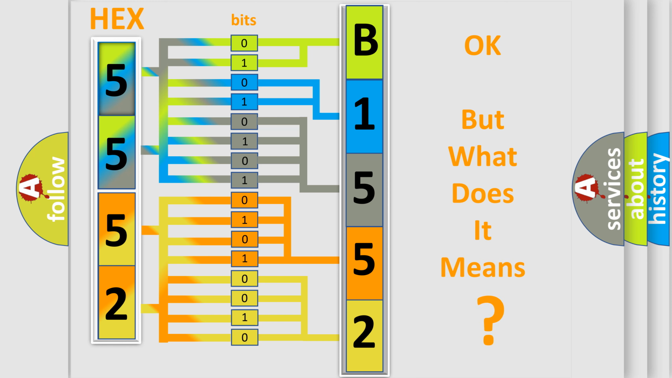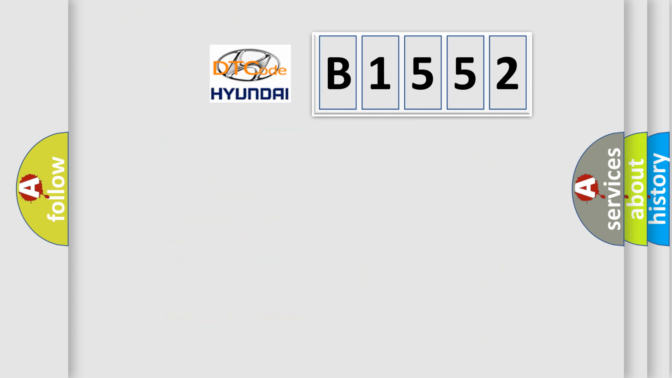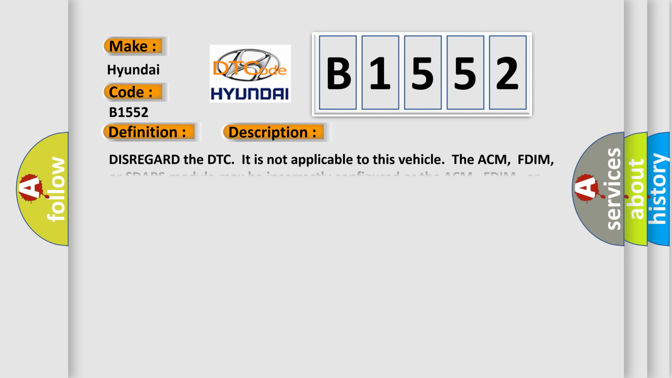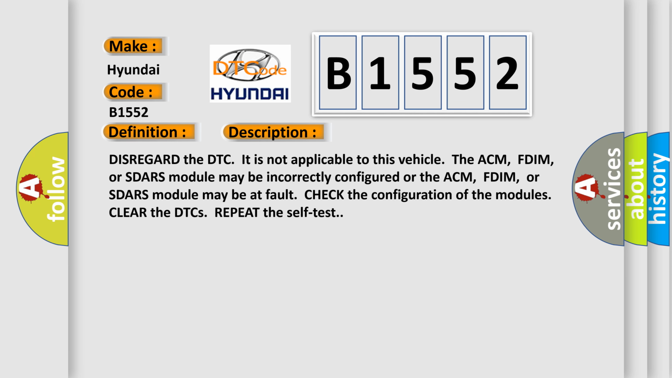The number itself does not make sense to us if we cannot assign information to what it actually expresses. So, what does the diagnostic trouble code B1552 interpret specifically for Hyundai car manufacturers? The basic definition is lost communication with telephone control module. And now this is a short description of this DTC code. Disregard the DTC. It is not applicable to this vehicle.